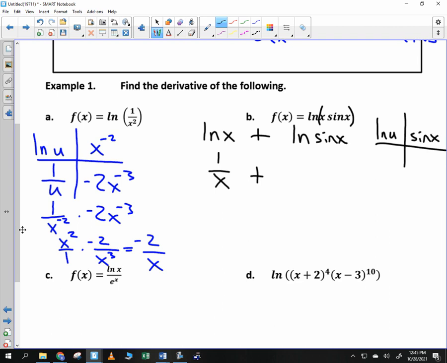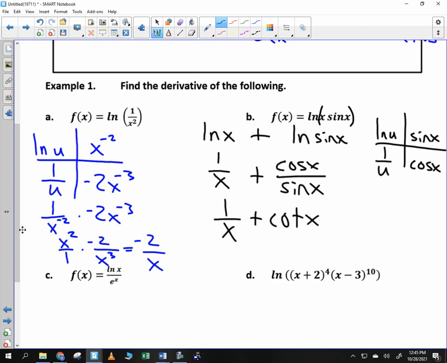What's the derivative of natural log of u? 1 over u. What's the derivative of sine? So it's going to be 1 over sine times cosine, which would be, okay, good job, cosine of x over sine of x, which as you said is, say it again, cotangent. Good, so the derivative is 1 over x plus cotangent of x.